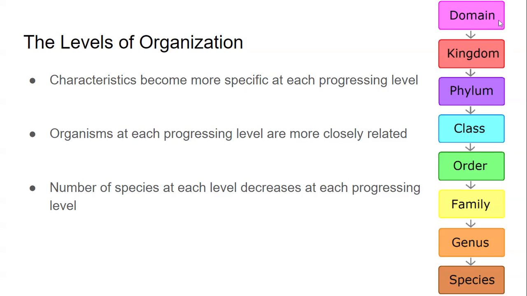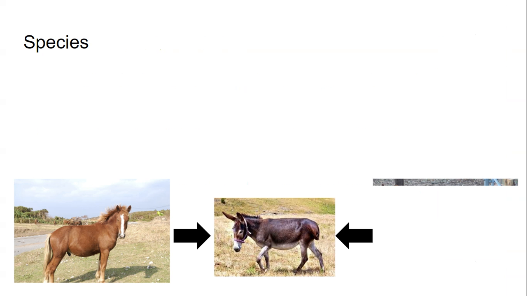And finally, the number of species at each level decreases at each progressing level. As you go down, domain is one of our broadest categories, and based upon that last picture, you can see there's a lot of things in each domain. Then with kingdom, you start getting a smaller sample size. Phylum, as you go down, they're more similar, so there are fewer species. Class, order, family, genus, species. Each time you go down, there are fewer species that possess the characteristics to be together.